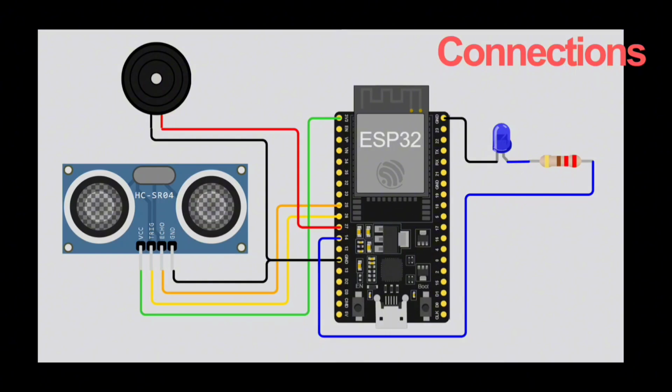Buzzer: the positive terminal of the buzzer is connected to GPIO27 of the ESP32. The negative terminal is connected to the GND pin of the ESP32. For the LED with resistor, the anode, the positive side of the LED, is connected to GPIO14 of the ESP32 through a resistor. The cathode, the negative side of the LED, is connected to the GND pin of the ESP32.